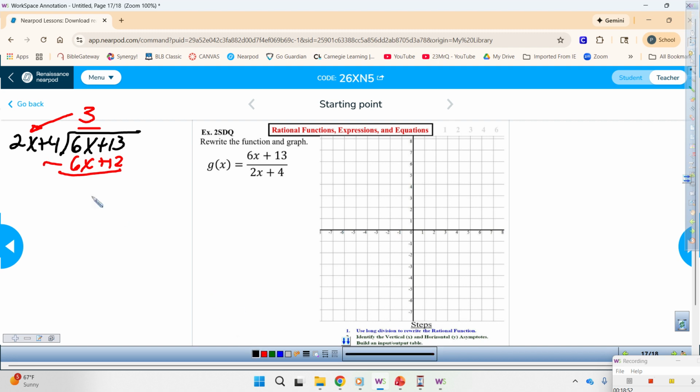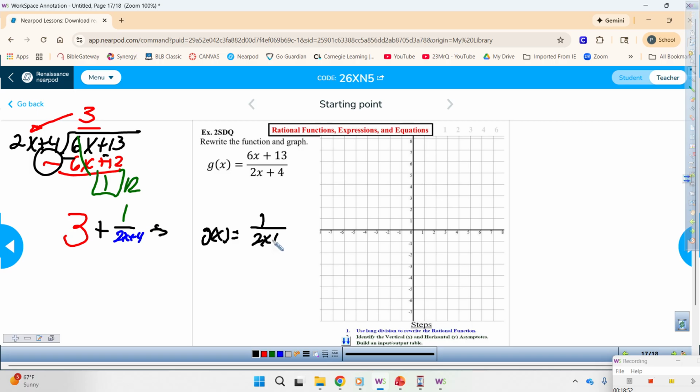I'm going to subtract, which means distribute this here and here. I end up with a remainder of 1. Answer: 3 plus 1 over 2x plus 4. So when we rewrite that, we get g of x equals 1 over 2x plus 4 plus 3.